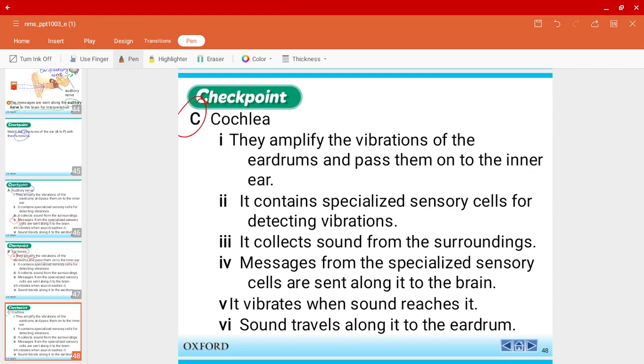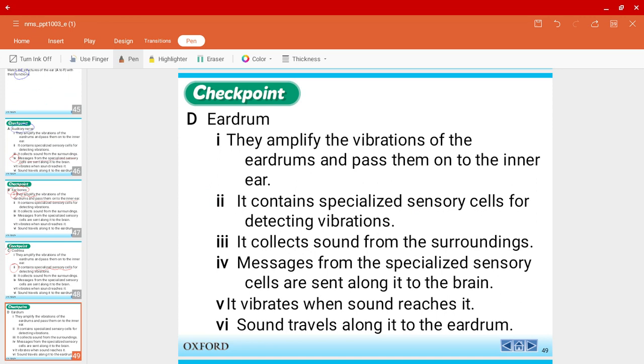For C, cochlea, what's its function? The cochlea contains specialized sensory cells for detecting vibrations. Let's see D, the eardrum. What's the function of the eardrum? It should vibrate. Let's see, which one is it? Over here, number 5. It vibrates when sound reaches it.